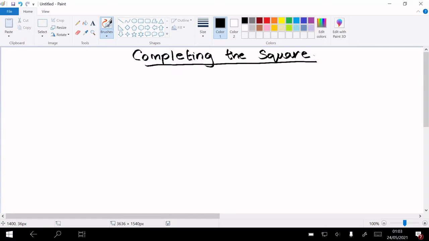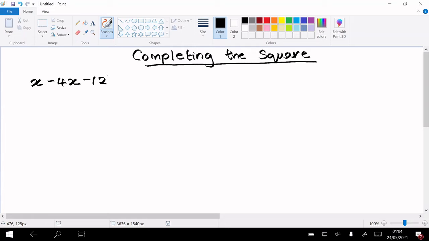To do this topic, first things first, we need a quadratic to complete the square. So let's use an example of x squared minus 4x minus 12. Like I said, this video will be just about completing the square, hence wouldn't have any solving. Therefore, if you want to also learn how to solve, please check out the other video.